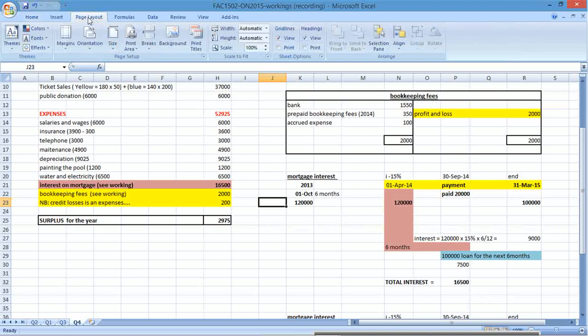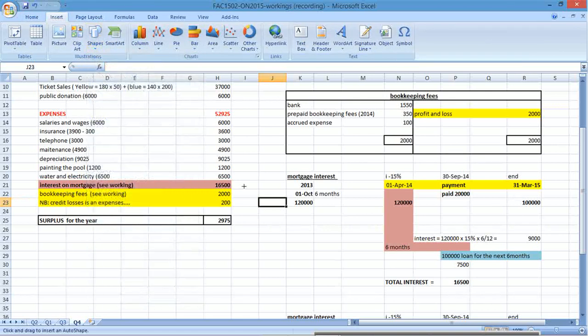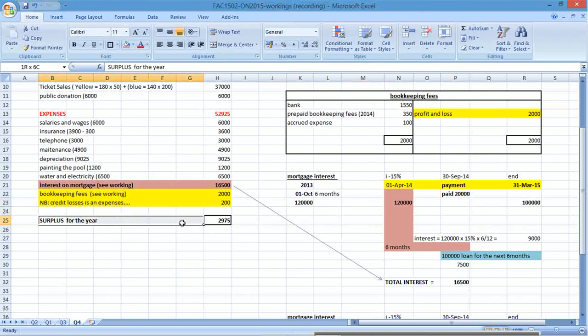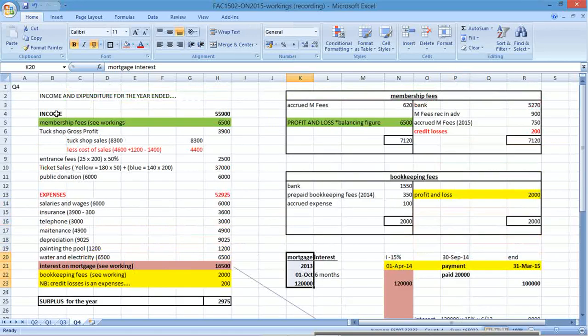Okay, so let's just draw an arrow there. Okay, and then you had a surplus for the year which was only 2,975. Right, based on that interpretation. Okay, that was the end balance. We had paid 20,000, meaning we would have taken a loan of 120. Okay, save that. Happy.